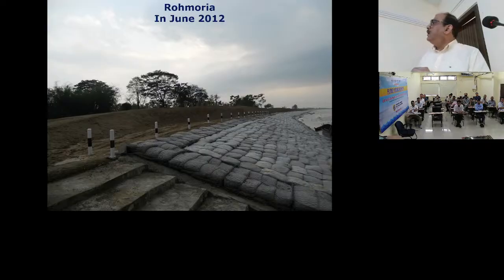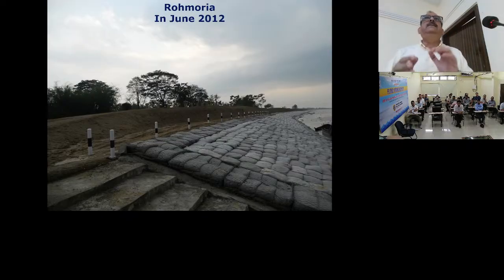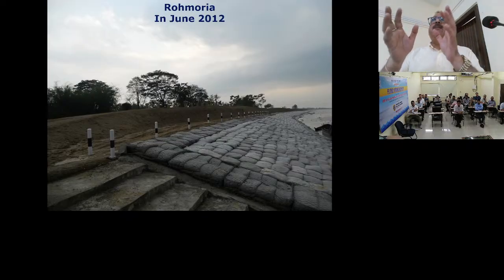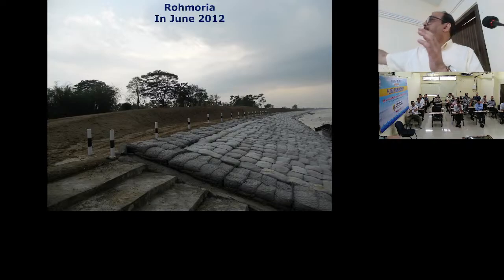So this is Rohmoria. Actually, here the plan was in Dibrugarh. The plan was that concrete blocks will be used in the river bank, and below low water level, geobags will be used. But that year, flood came sooner than expected, and the concrete blocks were not ready. Okay, so what the engineers did, they used geobags instead of concrete blocks.